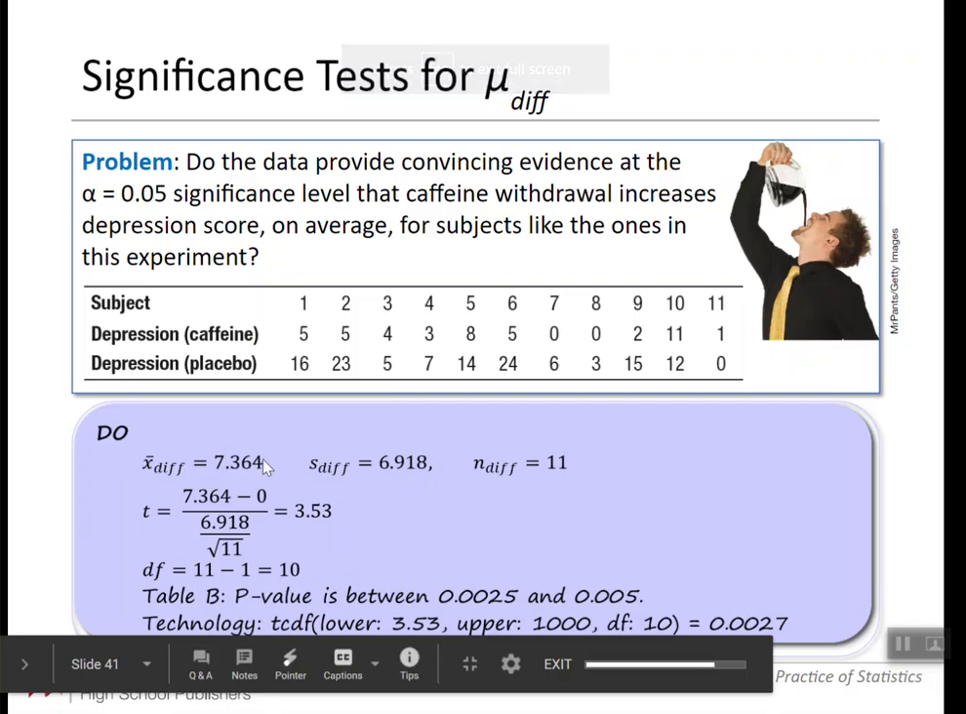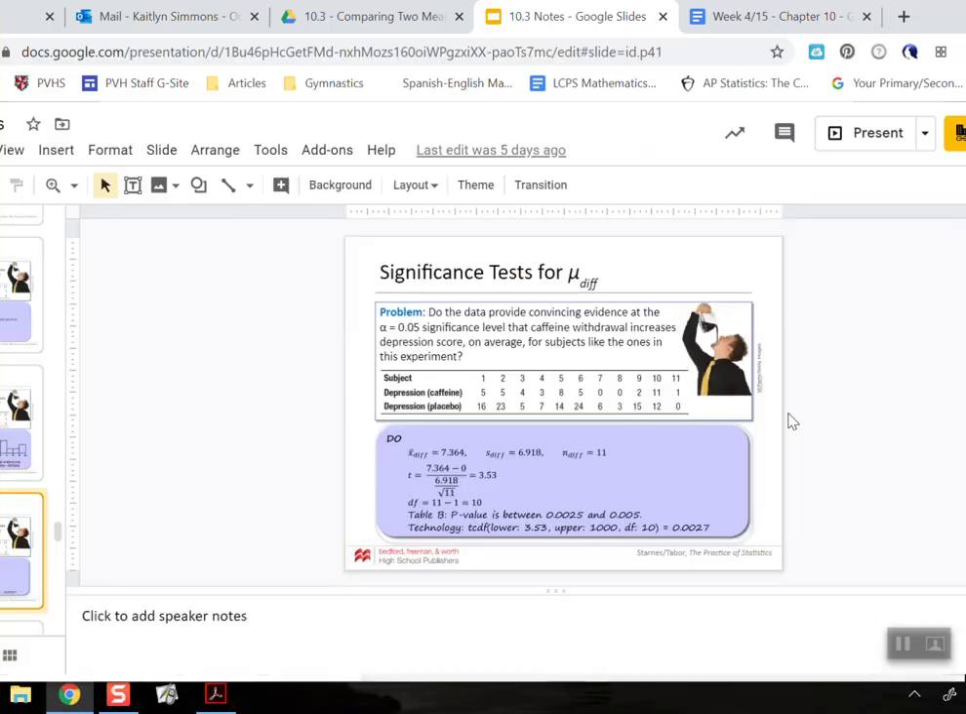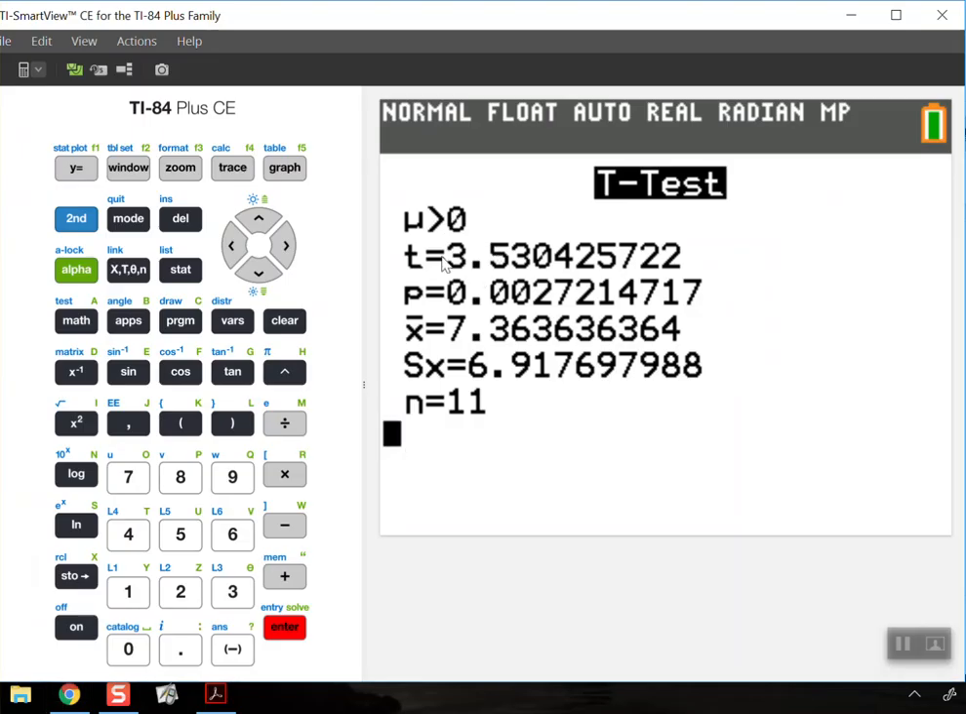If we're doing this by hand, you would calculate the differences by doing placebo minus caffeine, find the mean of all of those differences, the standard deviation of all of those differences, calculate your t statistic, which would be x bar minus 0 over standard deviation of the difference divided by square root of n, to give you a t statistic of 3.53. That's what I got there.